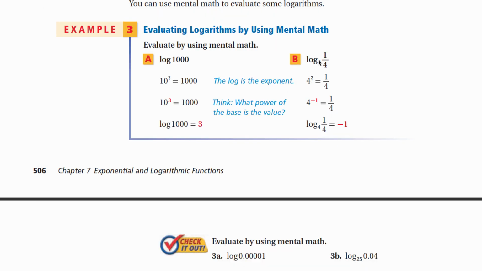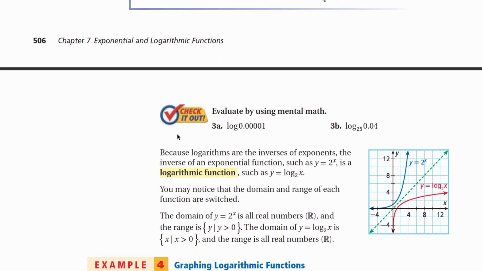Here's the log base 4 of 1/4. So 4 to what power equals 1/4? And so 4 to the -1 equals 1/4. So log base 4 of 1/4 equals -1. Go ahead and pause the video and try the check it out problems 3A and 3B.